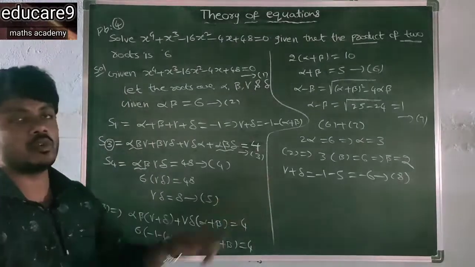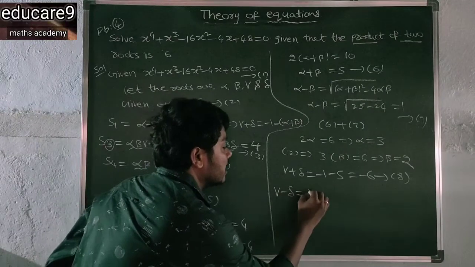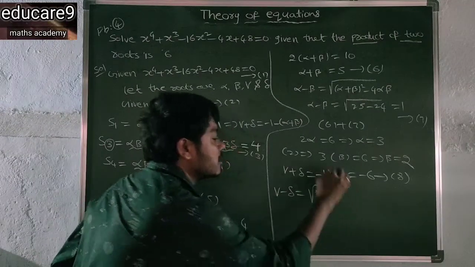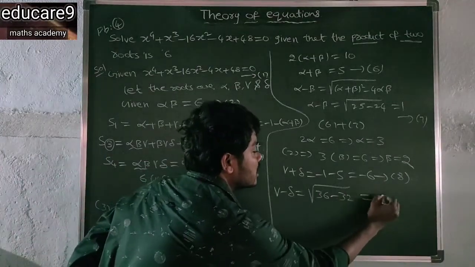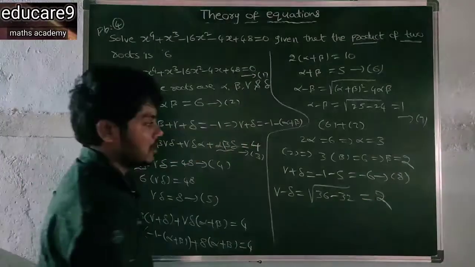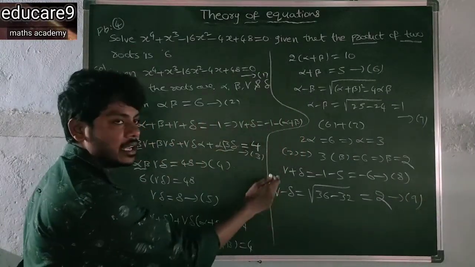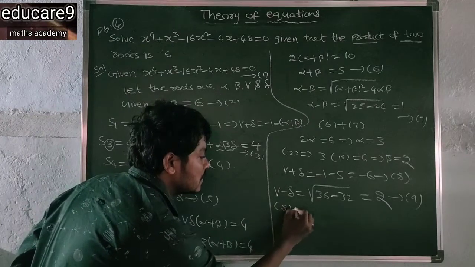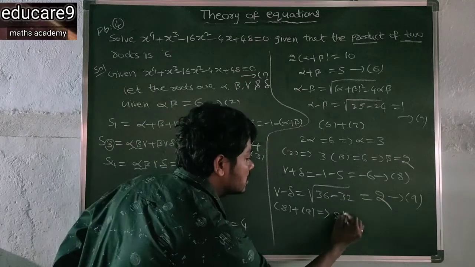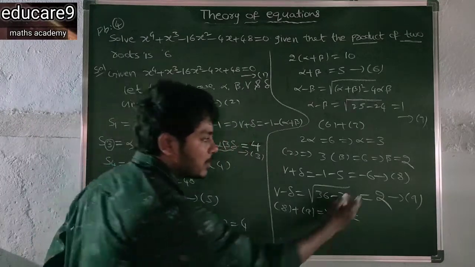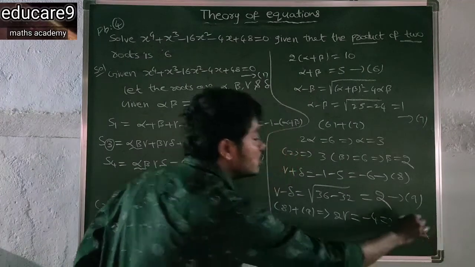So using these two, you can find gamma minus delta. So that is what? Gamma plus delta whole square is 36 minus 4 into gamma delta. That is 30. So this is 2. So clearly this is equation 9. So adding 8 and 9, what you get? 2 gamma is equal to minus 6 plus 2 minus 4. What is gamma value? Minus 2.